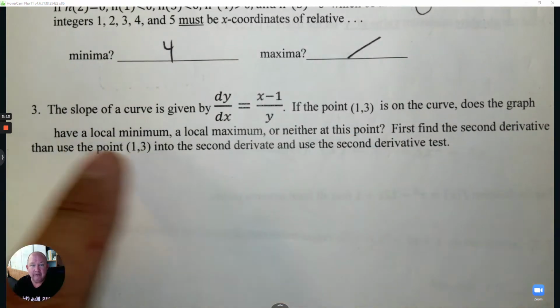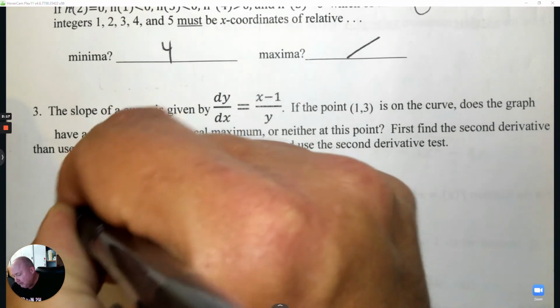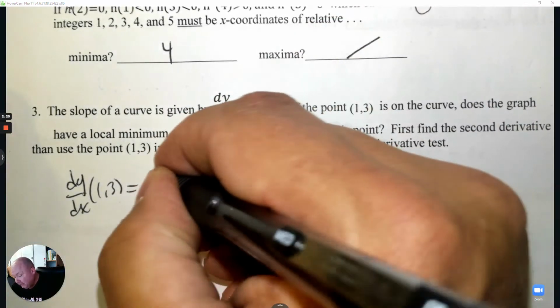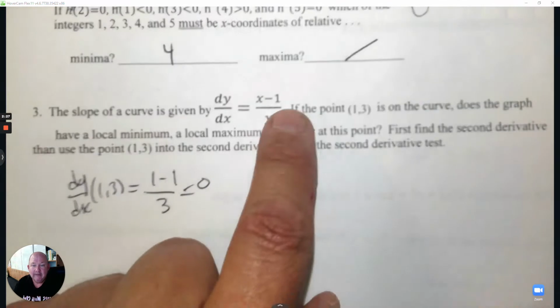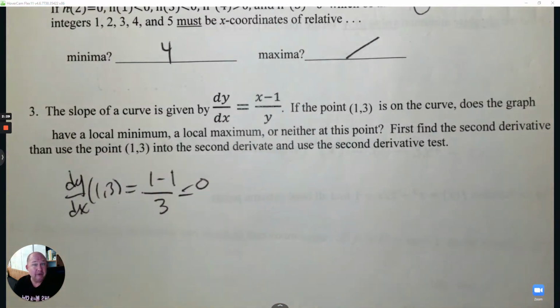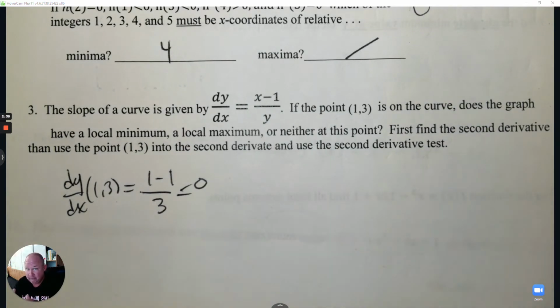All right, number 3, the slope of the curve here at this point. And is it a maximum, minimum, or neither at the point? So step 1 is to plug in 1, 3 into the derivative. I need to know that this gives me a 0 for an answer. So by plugging in the point, the answer is 0. That means it's a critical value. So if the derivative is equal to 0, it's critical. So 1, 3 is critical. So it could be a maximum or minimum.